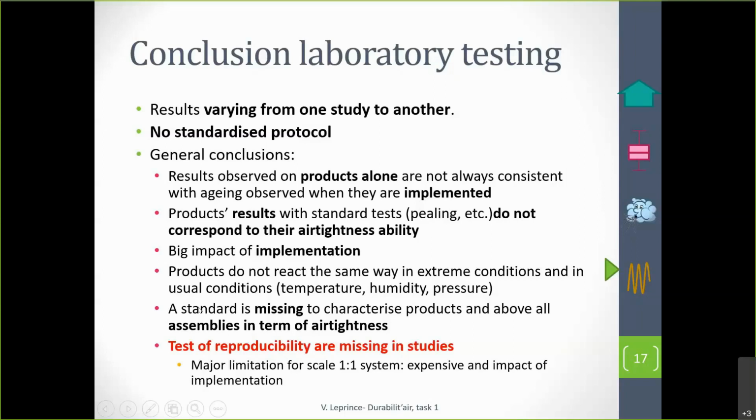And a standard is missing to characterize products and, above all, assemblies in terms of airtightness. And also what we have noted is that none of those laboratory tests have tested the reproducibility of their methods. This is a major limitation for full-scale systems, because they are very expensive to implement, and the impact of implementation is very large. The bigger the system is, the bigger the impact of the implementation. And so it is difficult to do reproducibility tests on those systems.